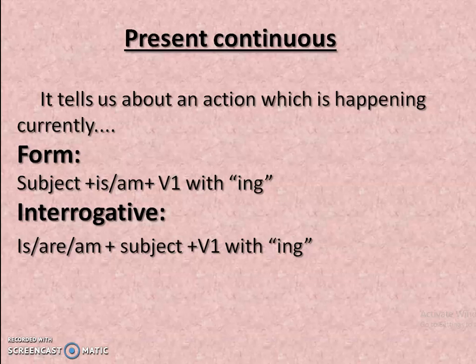Present continuous. It tells us about an action which is happening currently. Form: subject plus is or am plus V1 form with ing. The interrogative sentence form is: is or are or am plus subject plus V1 with ing.